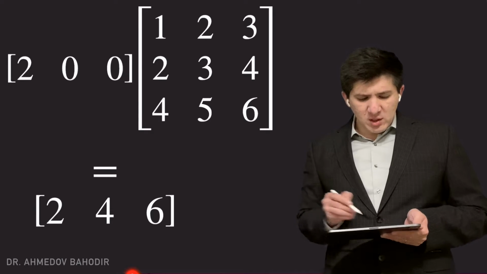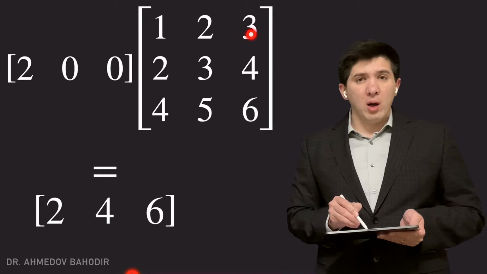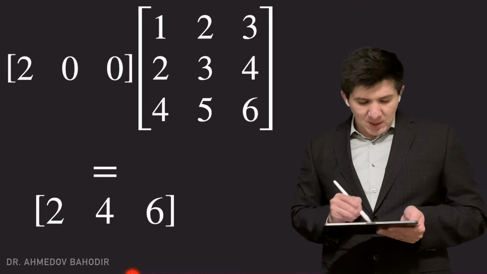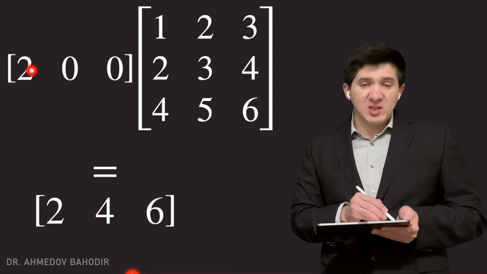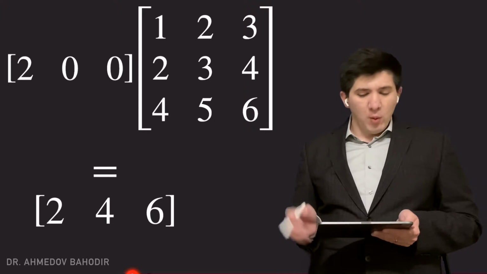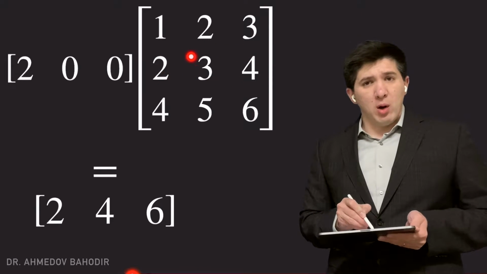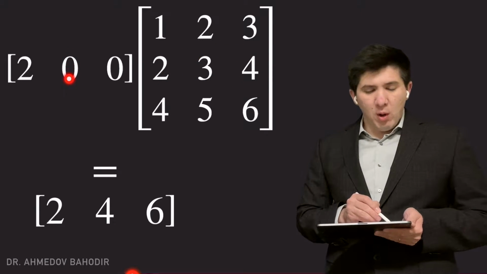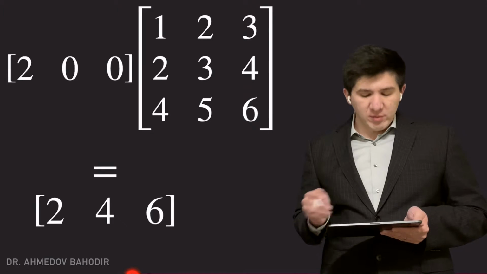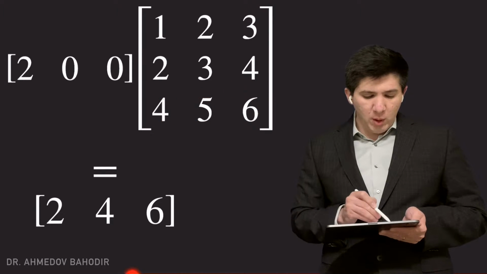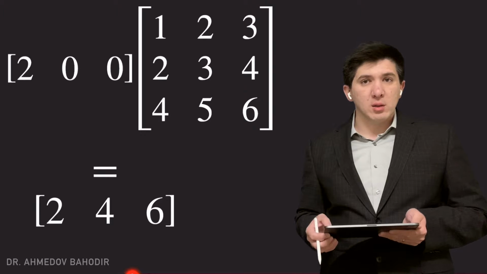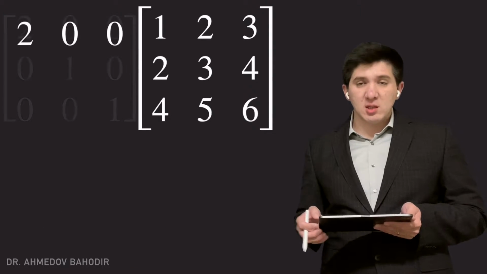What if I would like to multiply the first row by 1? Then in this case, this vector would simply be equal to 1, right? What if I would like to multiply the second row by 1? Then I would just get 1 in the middle here. And if I would multiply the third row by 1, I would just get 1 here. So let's put everything into the matrix.